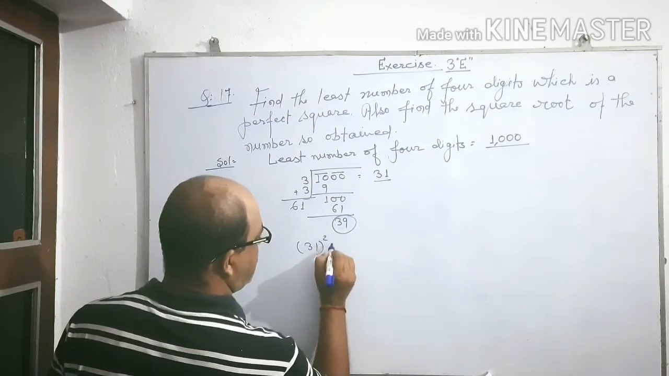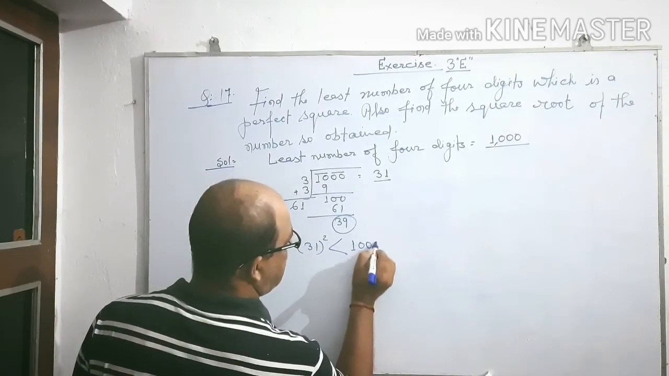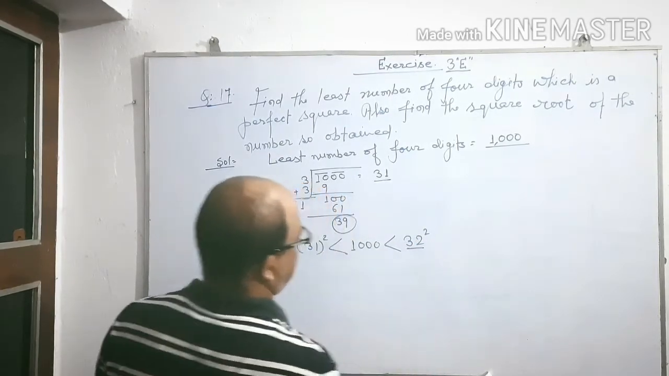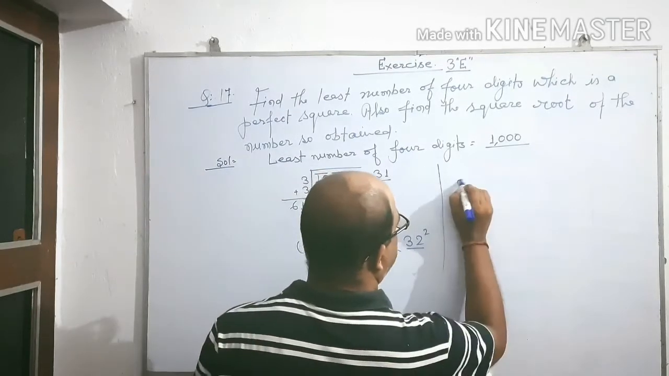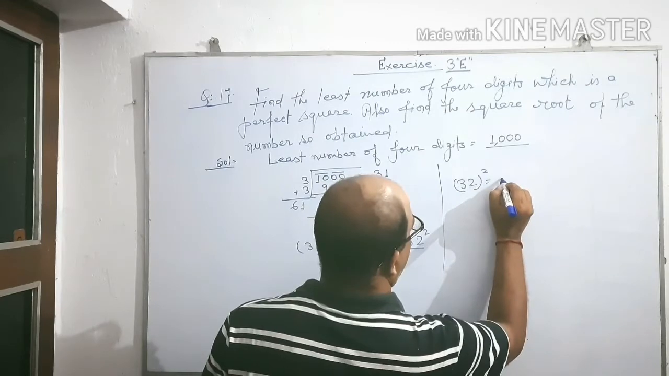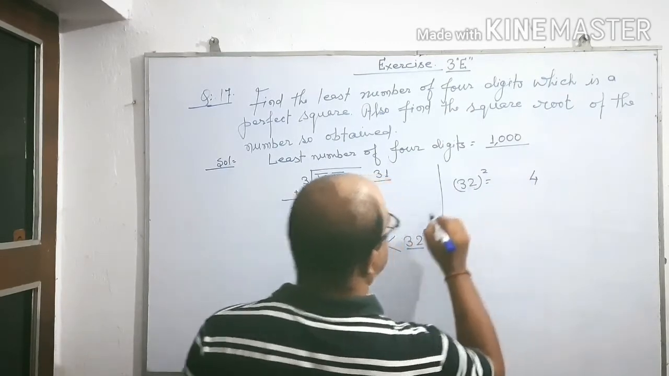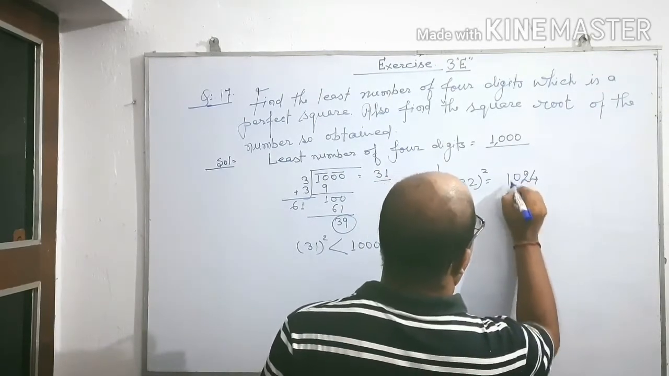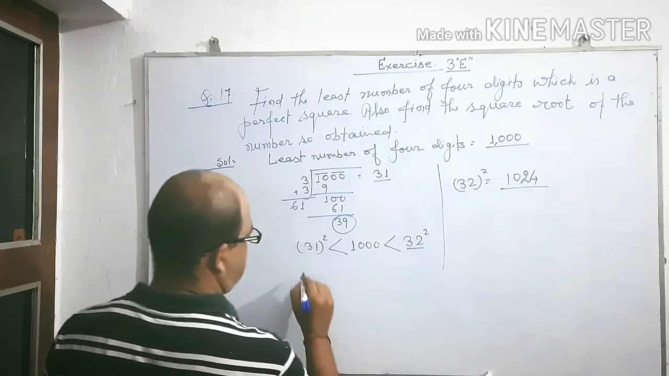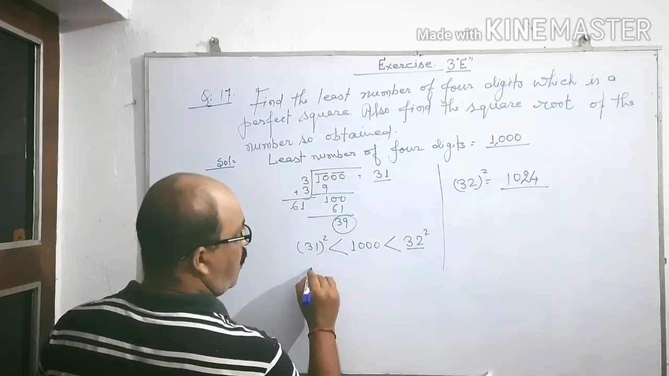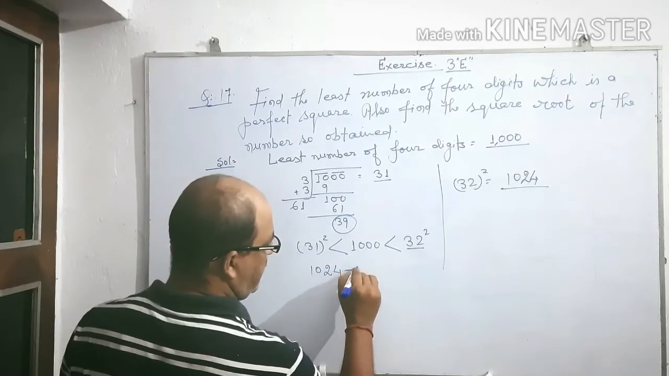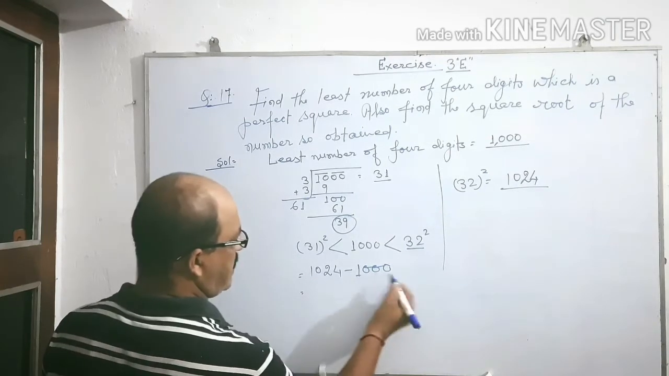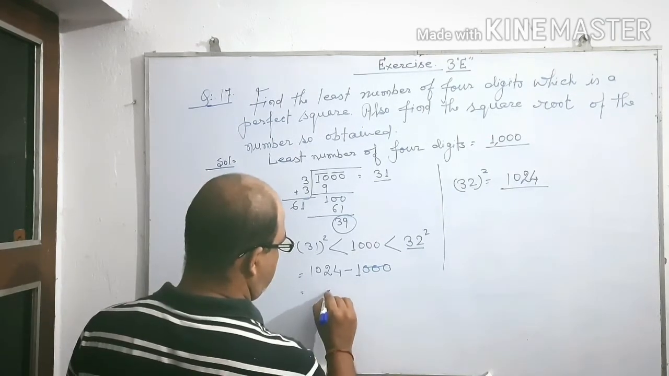As we know, 31 squared is smaller than 1000 and 1000 is smaller than 32 squared. So the square of 32 is equal to 1024: 2 fours are 8, 2 threes are 6, 6 twos are 12, and so on, and we get 1024. When 1000 is subtracted from 1024, we obtain 24.